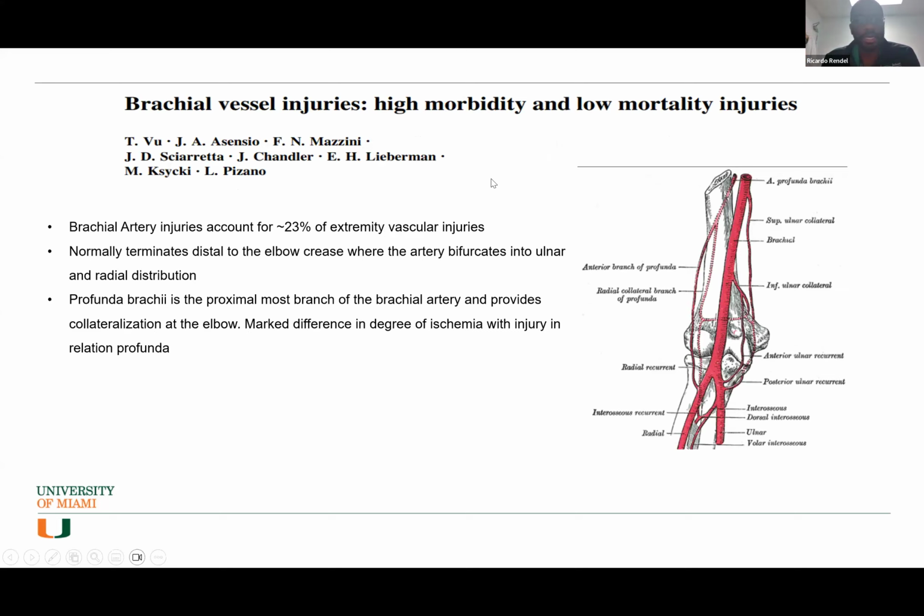This just looks at how brachial injuries have high morbidity. They account for 23% of our extremity vascular injuries. Because the brachial artery has a high profunda brachii branch, patients can get collateralization around the elbow, and they can still continue to have flow past an injury, in relation to where the injury would be if it was proximal or distal to the profunda brachii.